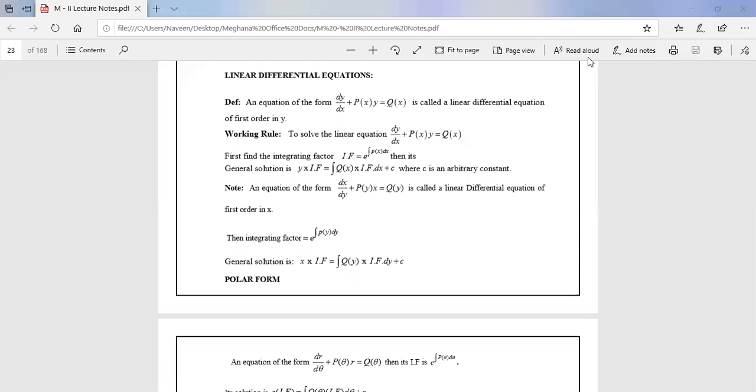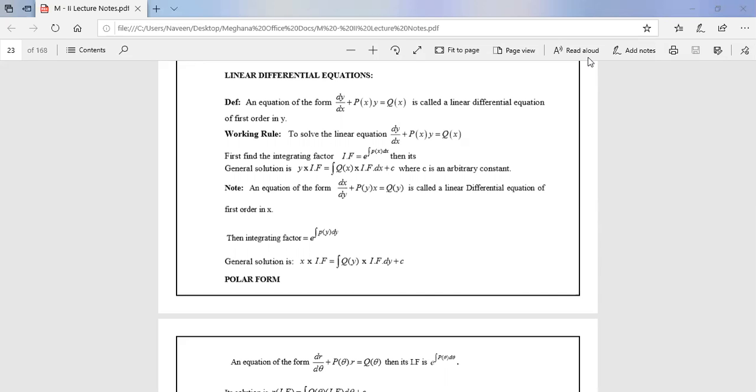Good morning, everyone. Today's topic is linear differential equation. Let me define first what is a linear differential equation. An equation of the form dy by dx plus p of x into y is equal to q of x is called a linear differential equation of first order in y.